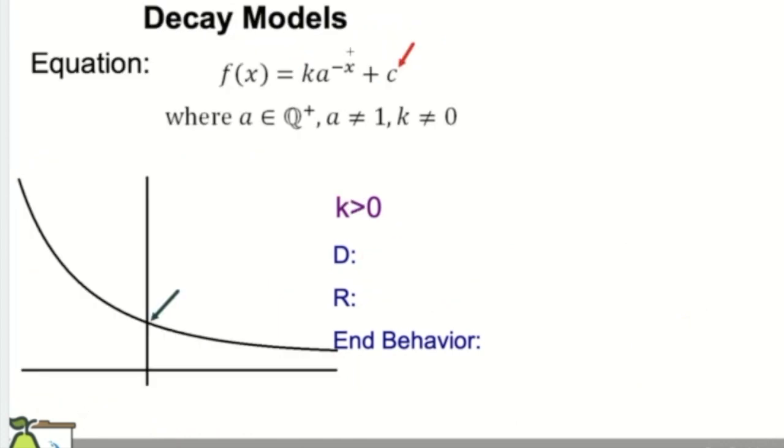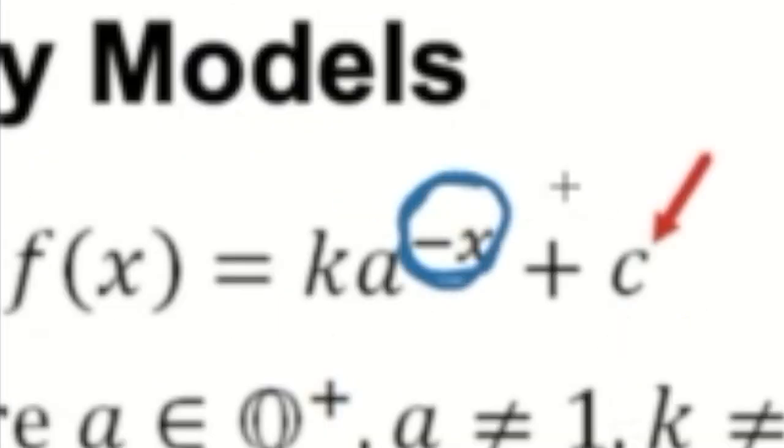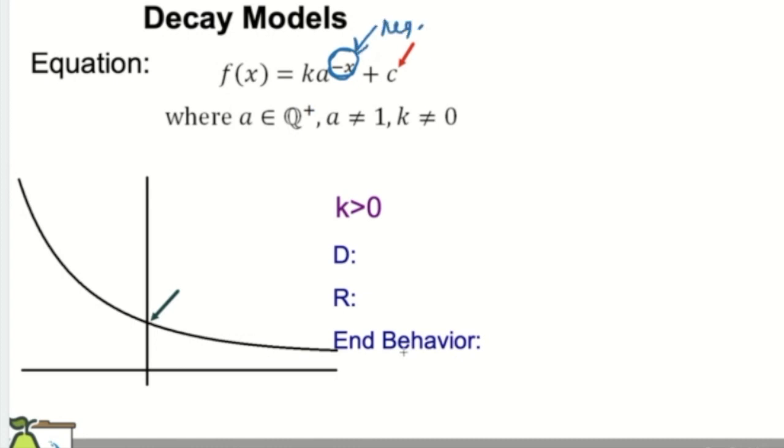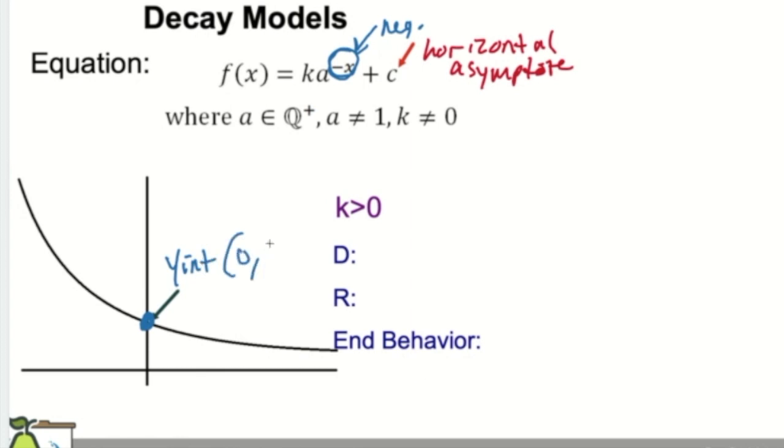So decay model, only different thing is this. So you see it's negative. Negative means decay when your x is negative, but everything else stays the same. That's also your horizontal asymptote. There is our y-intercept, same thing, 0, k plus C. C would be right here. So that's y equals C. The only difference now is that now our graph is going down like that because it's decaying.